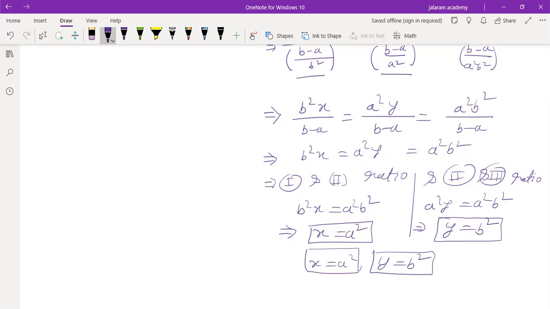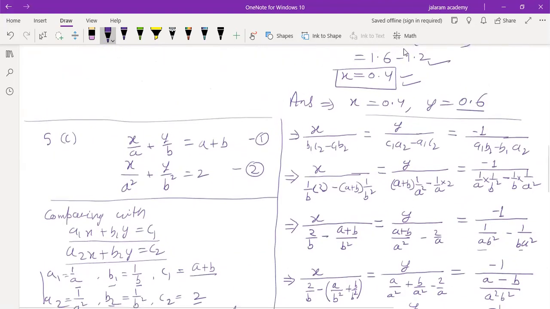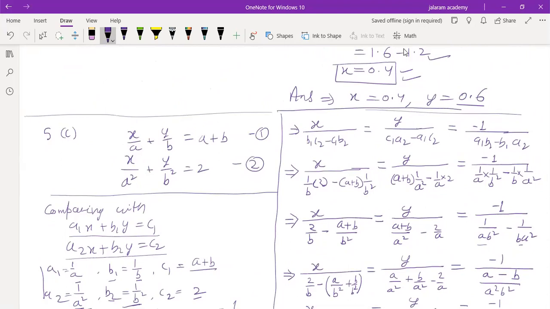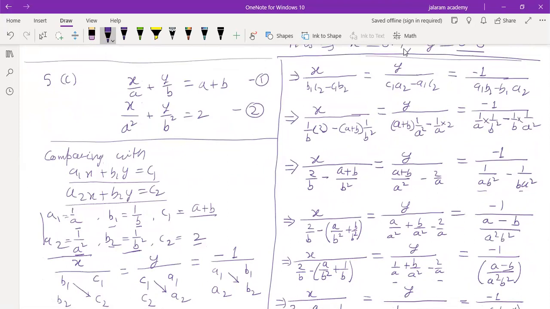Understood? This is how we have to use the crisscross method to solve the questions which involve a and b, algebraic terms. Is that clear to you? Understood, everyone?